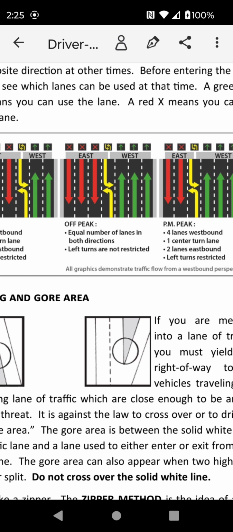Let's talk about this middle one here. It's a little bit different. It says off-peak, so equal numbers of lanes in both directions. I guess because it has 1, 2, 3, then you go 1, 2, 3. I guess it's a way to control traffic. You got your left turn, your left turn if you're in the other direction. Left turns are not restricted, so you won't get in trouble for left turning.